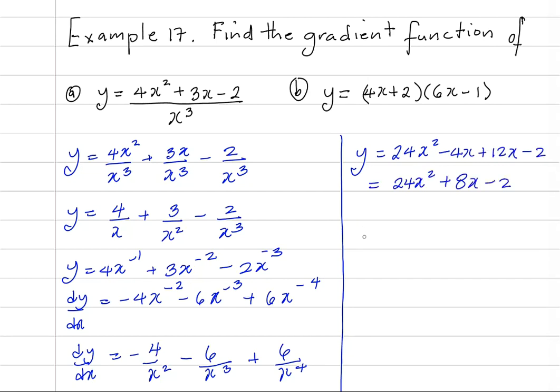So the first derivative dy by dx is equal to 2 times 24, or if you want, you could say 24 times the differential of x squared, which is 24 times 2x. So this is 2 times 24 is 48. X, the power decreases by 1, plus 8 times the derivative of x, which is 1. 8 times 1 is 8. And when you differentiate minus 2, which is a constant, you get 0. So dy by dx is equal to 48x plus 8.